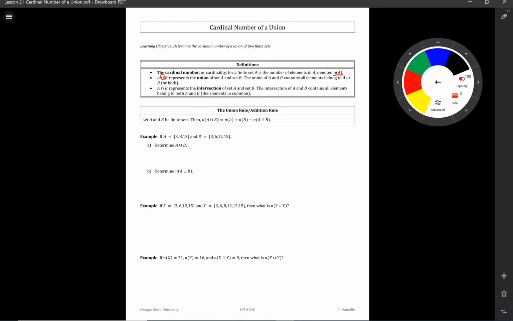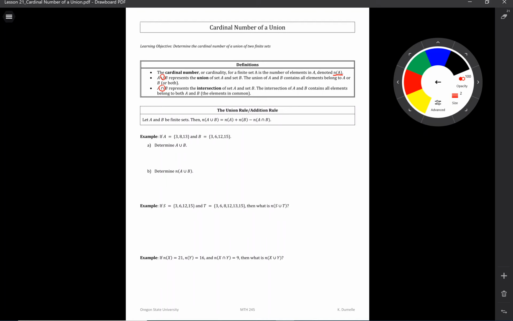A intersect B, that's how we read this symbol right here. That represents the intersection of A and B. The intersection of A and B contains all elements that belong to both A and B. So these are the elements that A and B have in common.